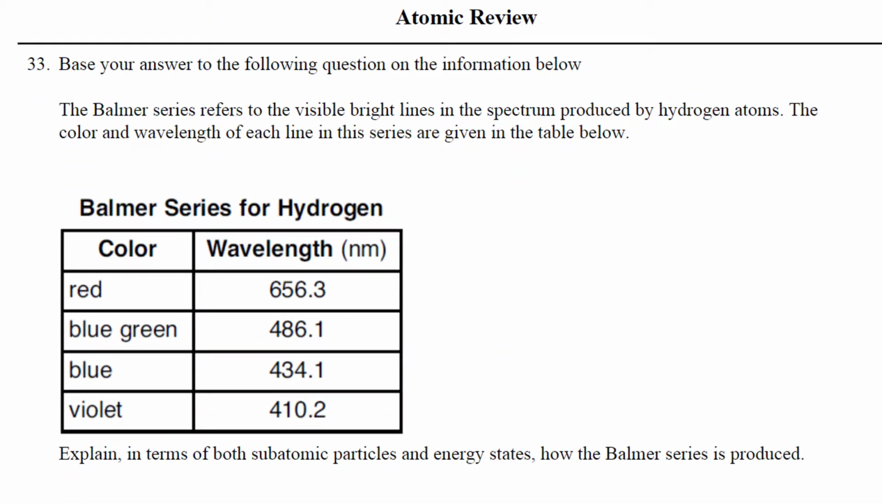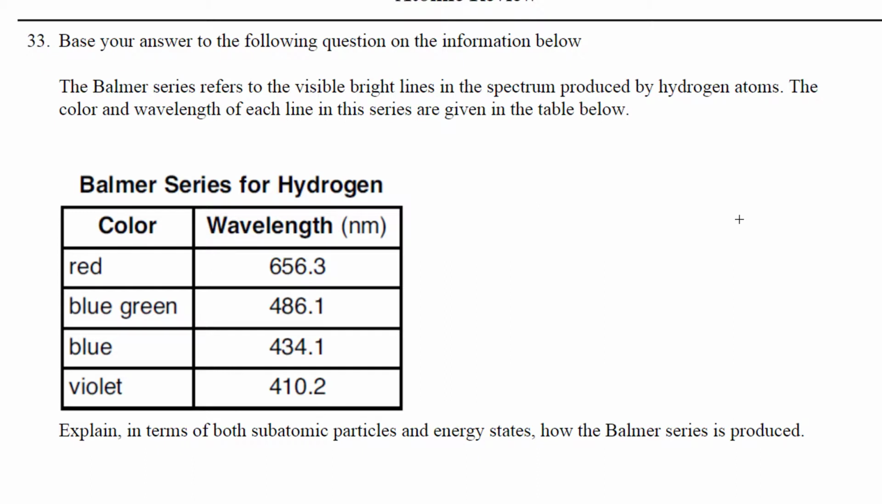Let's go to our last question. Base your answer to the following question on the information below. The Balmer series refers to the visible bright lines in the spectrum produced by hydrogen atoms. The color and wavelength of each line in this series are given in the table below. So it shows we have red, blue-green, blue, and violet light, all at 4 differing wavelengths. The question says, explain in terms of both subatomic particles and energy states how the Balmer series is produced.